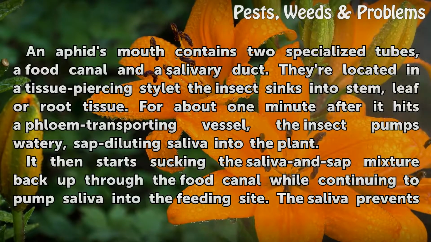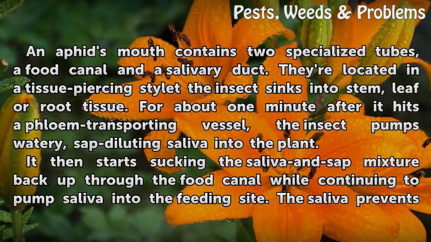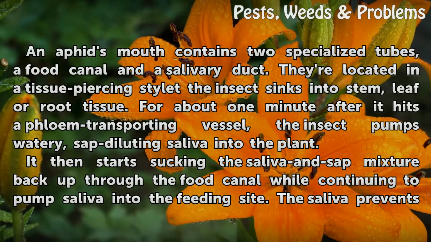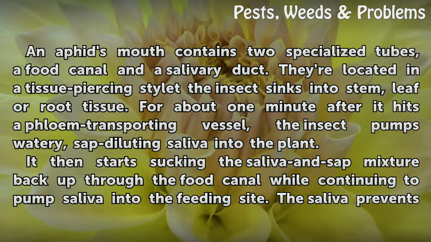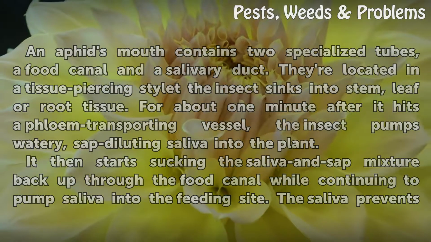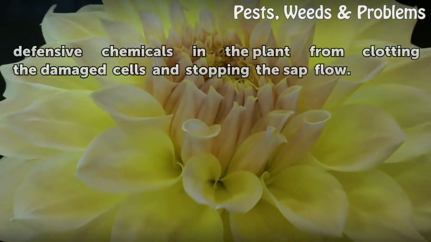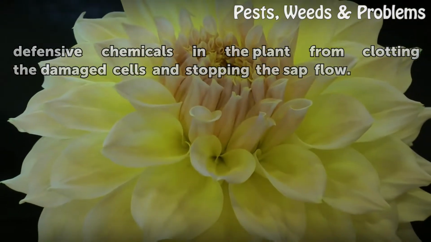An aphid's mouth contains two specialized tubes, a food canal and a salivary duct. They're located in a tissue-piercing style as the insect sinks into stem, leaf or root tissue. For about 1 minute after it hits a phloem-transporting vessel, the insect pumps watery, sap-diluting saliva into the plant. It then starts sucking the saliva and sap mixture back up through the food canal while continuing to pump saliva into the feeding site. The saliva prevents defensive chemicals in the plant from clotting the damaged cells and stopping the sap flow.